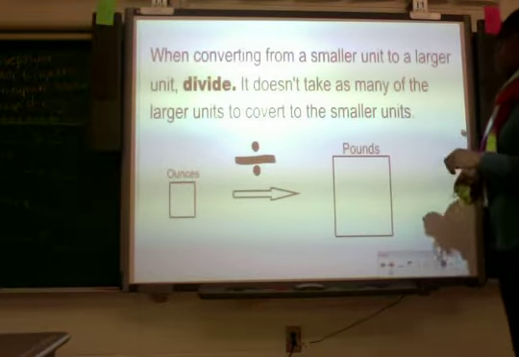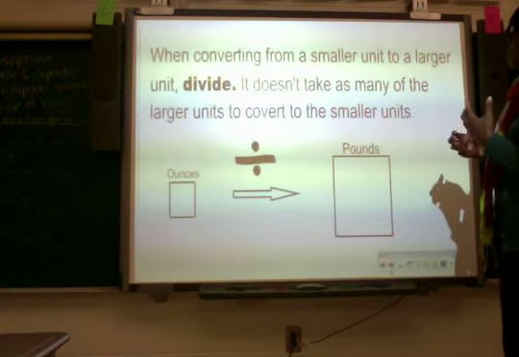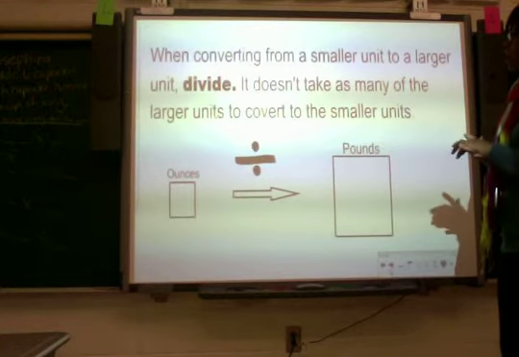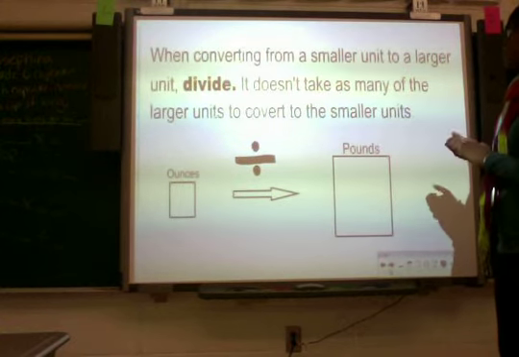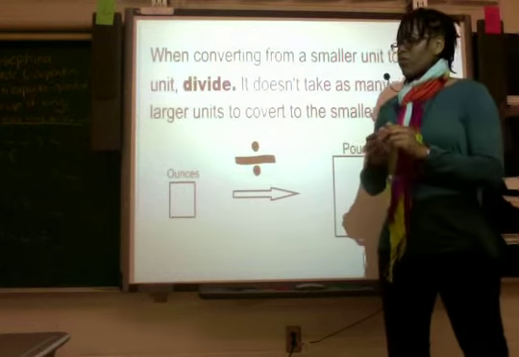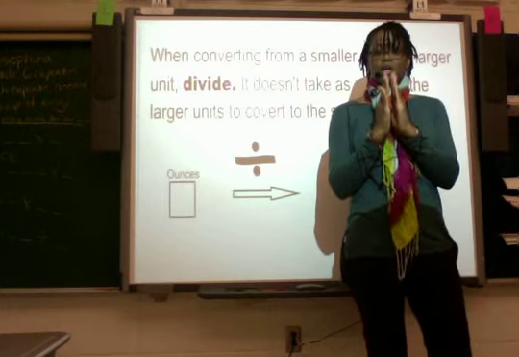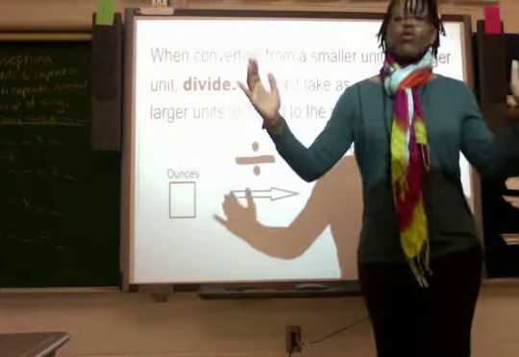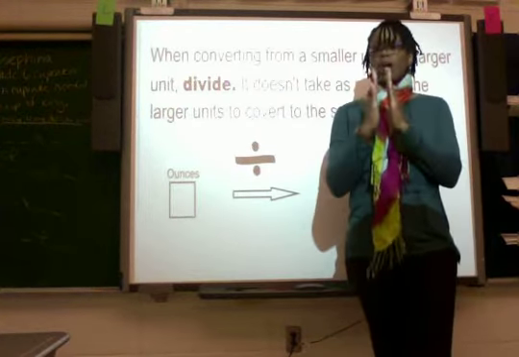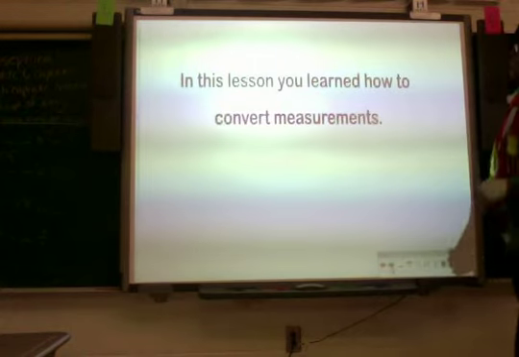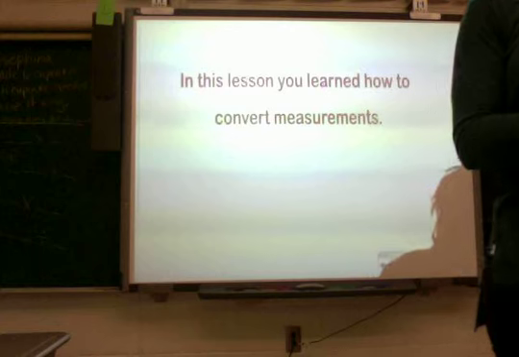When you're converting from a smaller unit, which is not as heavy, to a larger unit, you're going to divide. It doesn't take as many of the larger units to convert from the smaller units. So if you're going from ounces to pounds, you're going to divide. Ounces to pounds, divide. In this lesson, you learned how to convert measurements.